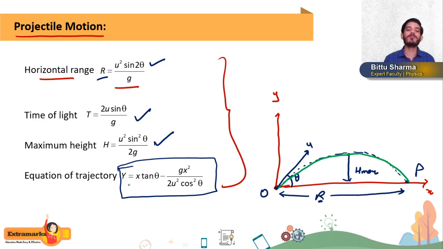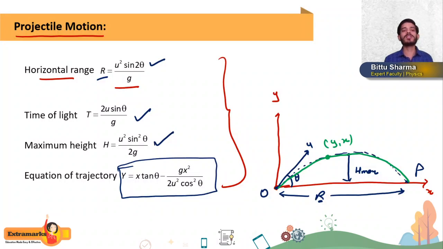Equation of this path will be y is equal to x tan theta minus g x square divided by 2 u square cos square theta. Now what are y and x here? y and x are the coordinates of any point on this path. Getting? So this equation will satisfy all the points on this path. Getting or not?